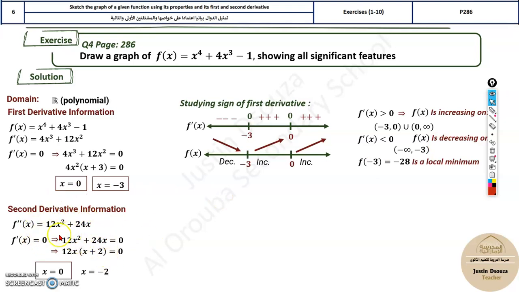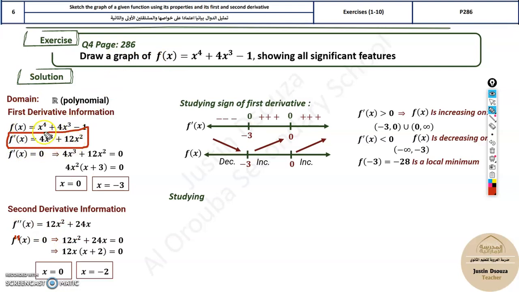But after finding the second derivative, you need to equate this to 0. I'm sorry, I just realized this is double dash over here. Okay, this must be equated to 0. How do you find this? We have first derived it, right? F of x was derived, we got this.